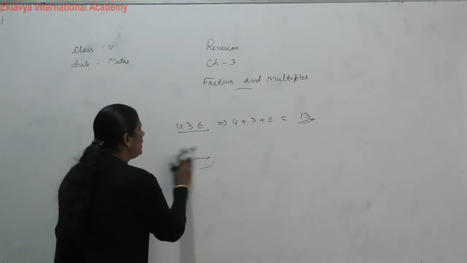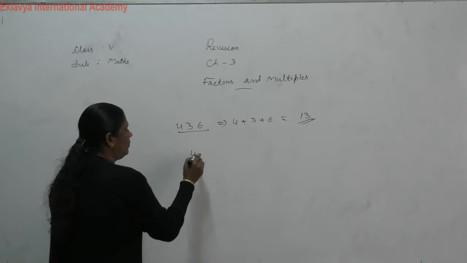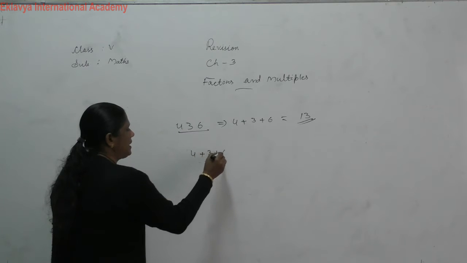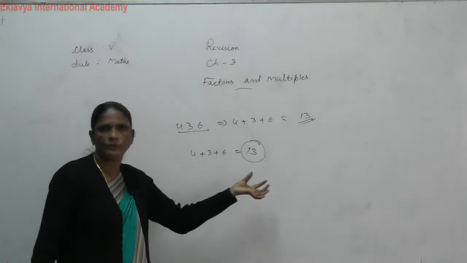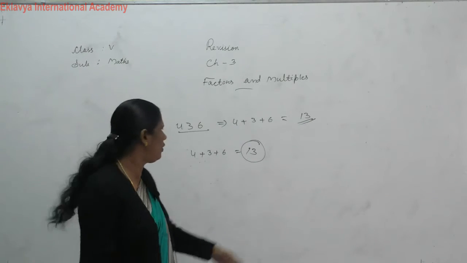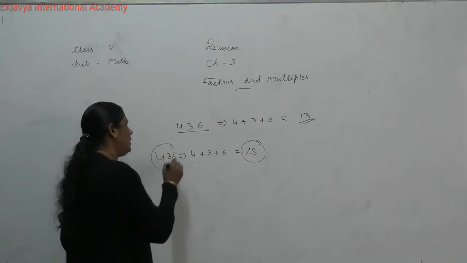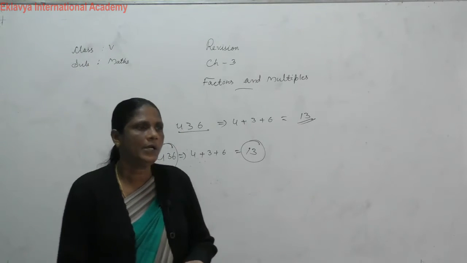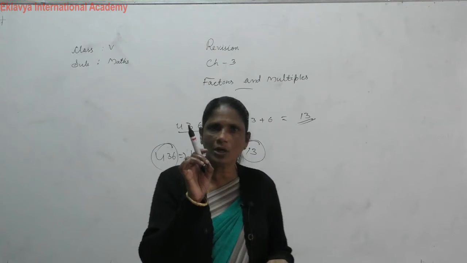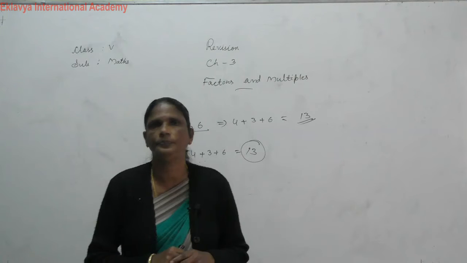Here 436: 4 plus 3 plus 6. What is our answer? 13. Is 13 a multiple of 9? No. Therefore, 436 is not divisible by 9. What is the rule of divisibility by 10? If 0 comes in the ones place, that number is divisible by 10.